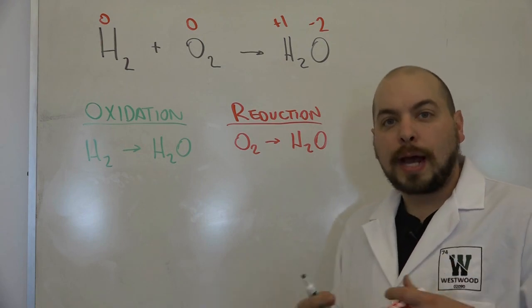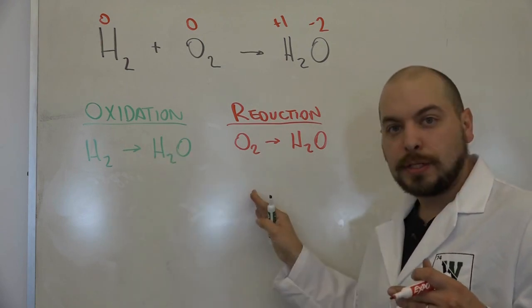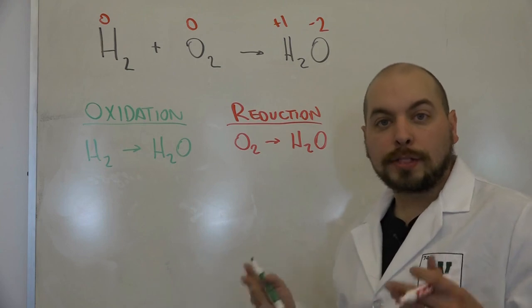So now we've learned how to write half reactions from an overall redox equation. So that wraps up today's video. Today we learned how to take a redox reaction and separate it into its oxidation and reduction half reactions. Next video, we're going to be talking about how to balance these half reactions and then recombine them into an overall balanced redox equation.